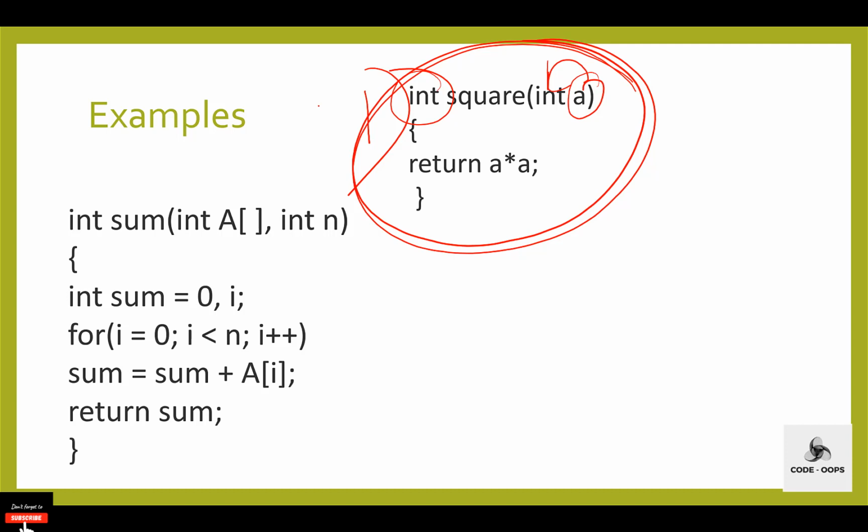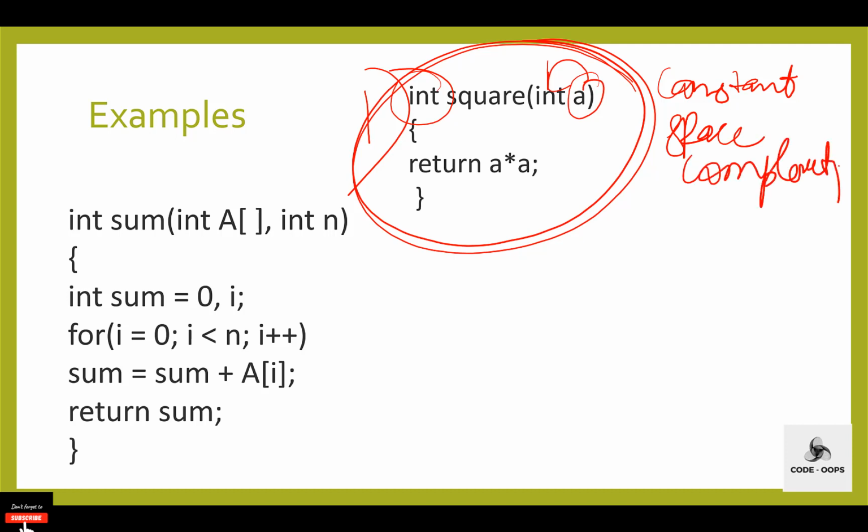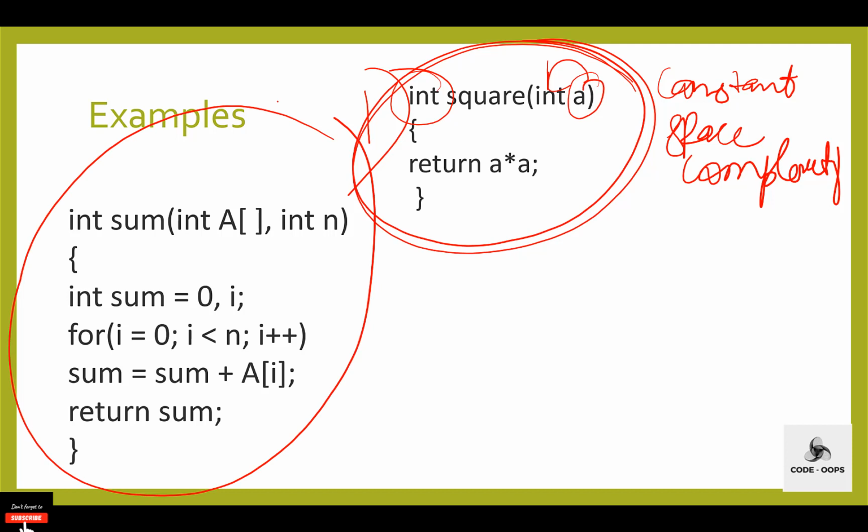And this 4 bytes of memory is fixed for any input value of a. The space complexity is said to be constant space complexity. If any algorithm requires a fixed amount of space for all input values, then that space complexity is said to be constant space complexity. Let's see another example of space complexity.